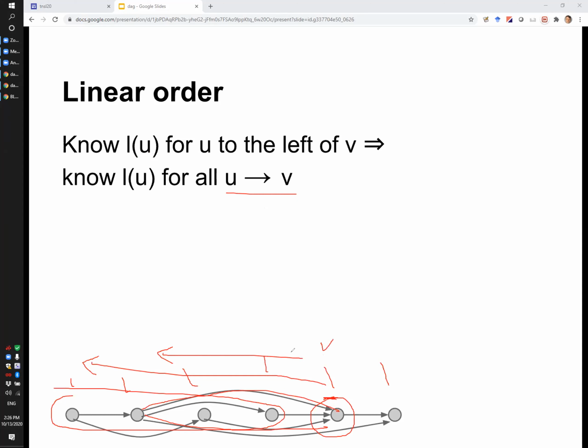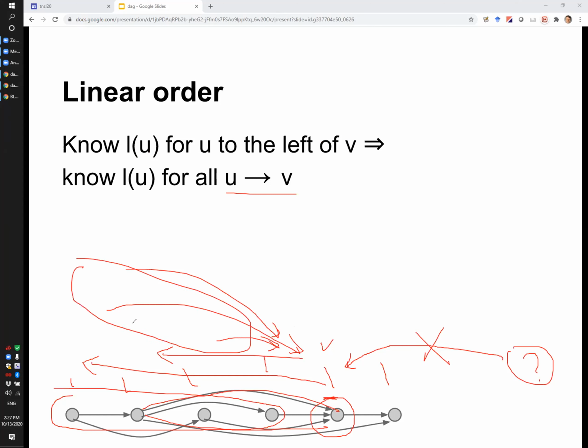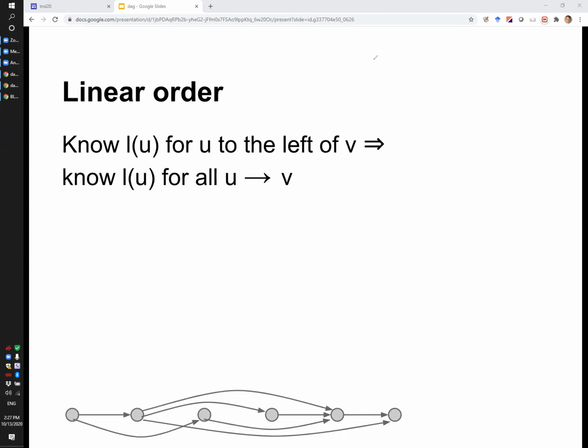If this is a vertex V, and in order to set the label for it, you have to know the labels of all the vertices that point to V. If you arrange your vertices in linear order, you know that there will be no arrow coming from here. So you would be wondering, oh, what's the label of this vertex? No, this will never happen. All the vertices that point to V, they will all come from the left, and all their labels will be set by the time you process V. Okay, so if you process the vertices in the linear order, you have this wonderful property that you know the labels of all the vertices that are to the left of V before setting the label of V.